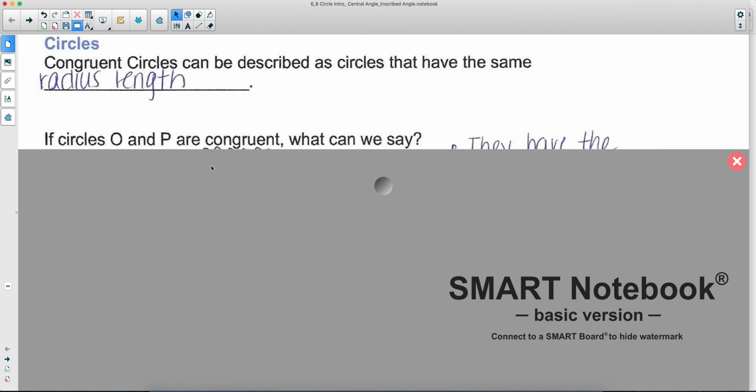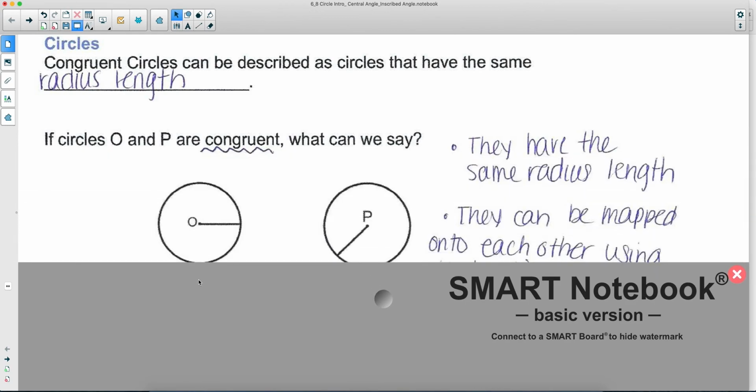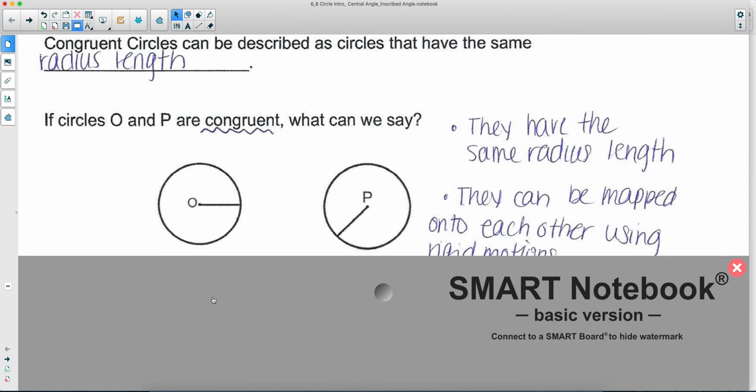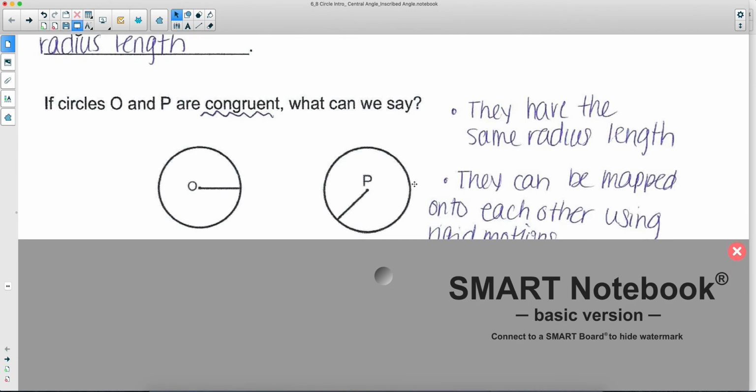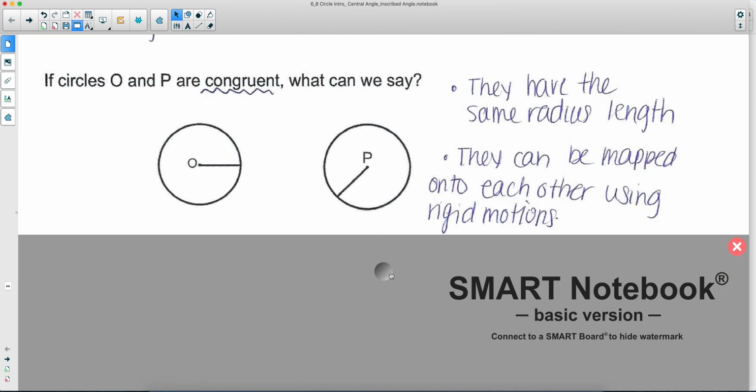So a follow-up question is, if we have two circles, O and P, and we say that they're congruent, what else can we say? The first thing is that they have the same radius length. We just said that. The other thing is that they can be mapped onto each other using rigid motions. If you recall, rigid motions are transformations in which size is maintained, and that means we have reflections, translations, and rotations. So O and P are congruent if they can be mapped onto each other using rigid motions. Then they would have the same radius length and everything else would fall into place.